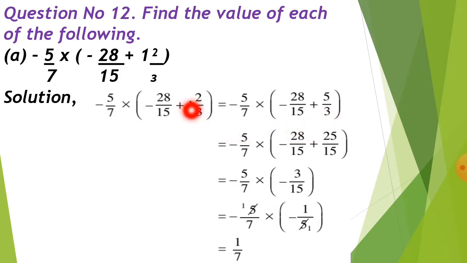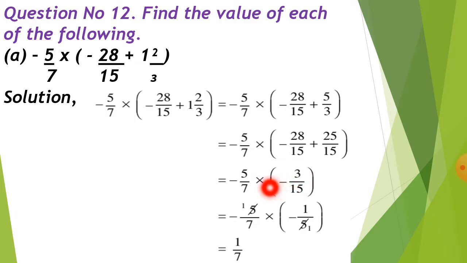3 ones are 3 plus 2, it will be 5 over 3, and we are going to take the LCM of these two numbers. It will be 15. 15 is going to be divided by 15, it will be 1. Then 28 ones are 28, and 15 is going to be divided by 3. 3 5s are 15, and 5 into 5 will be 25. Now minus 28 plus 25 will be minus 3 over 15.